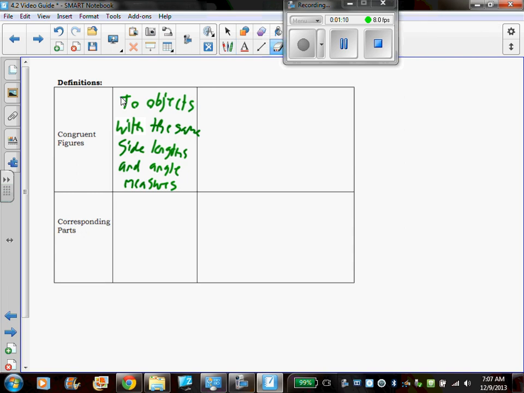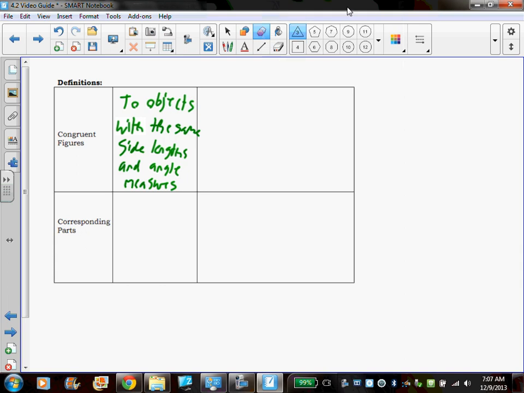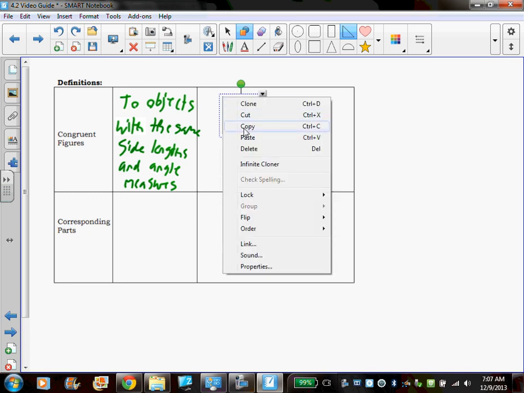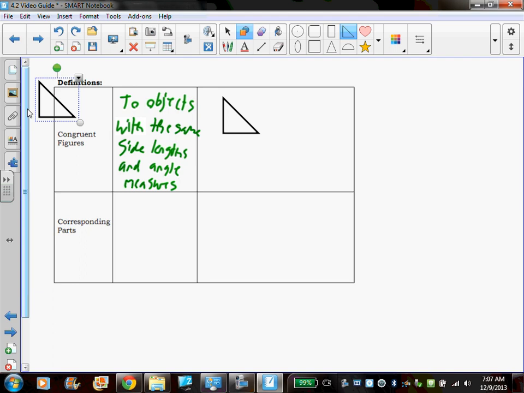One really easy way to make them, for me at least, is if I go up here to shapes, and let's say I make a triangle. There's one. If I select the triangle, and I hit copy, and then I hit paste, right over there we have an exact duplicate of it. Those are definitely congruent figures. So, that's a good thing.